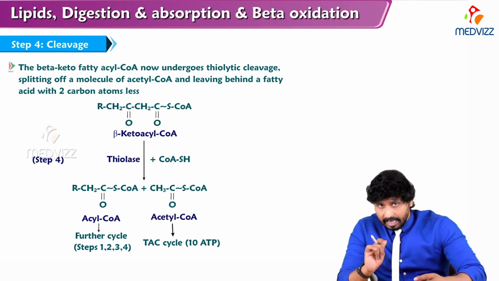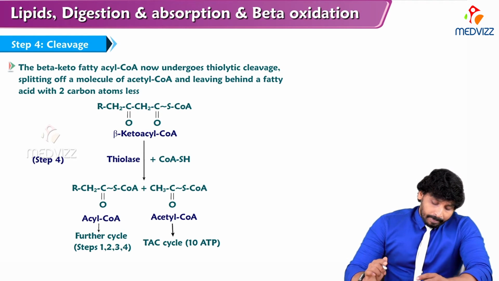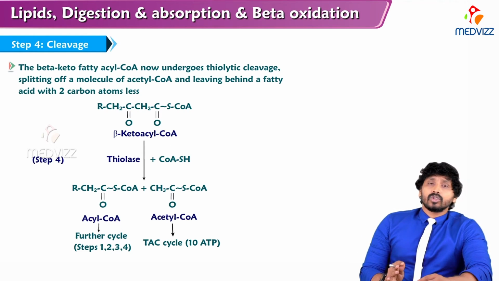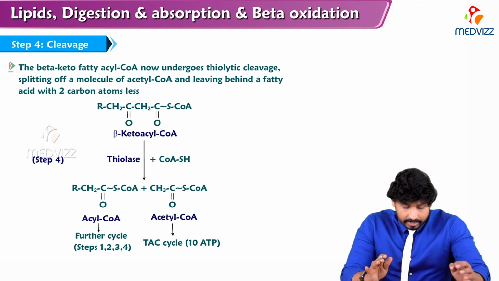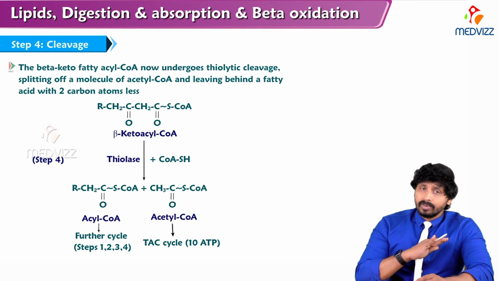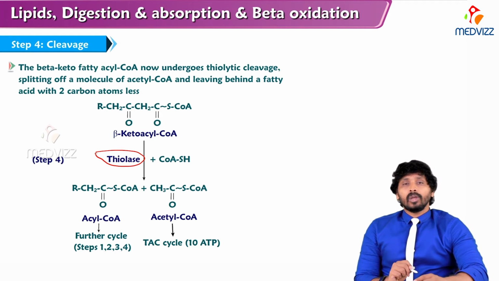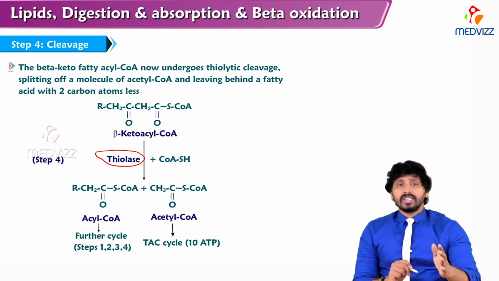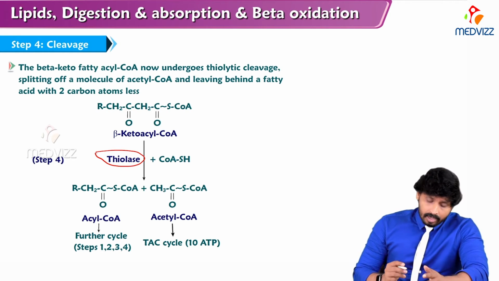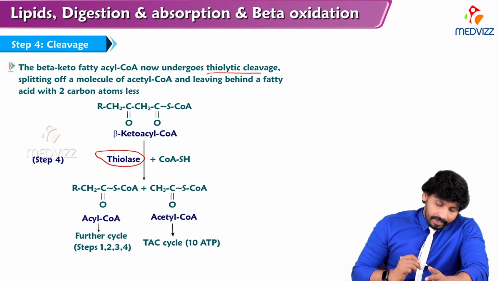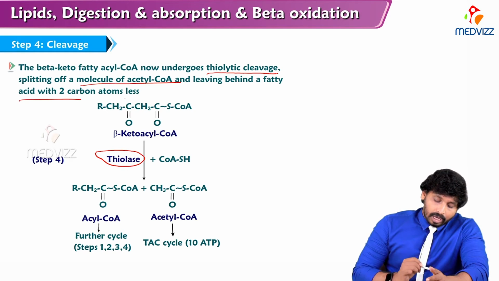Now the fourth step, cleavage. That means ketoacyl-CoA is supposed to be split. Beta-keto fatty acyl-CoA has to be split. So here the enzyme is thiolase. Thiolase is the main enzyme which cleaves the beta-keto fatty acyl-CoA, so it is called thiolytic cleavage. It splits off one molecule of acetyl-CoA, leaving behind a fatty acid with 2 carbon atoms less.